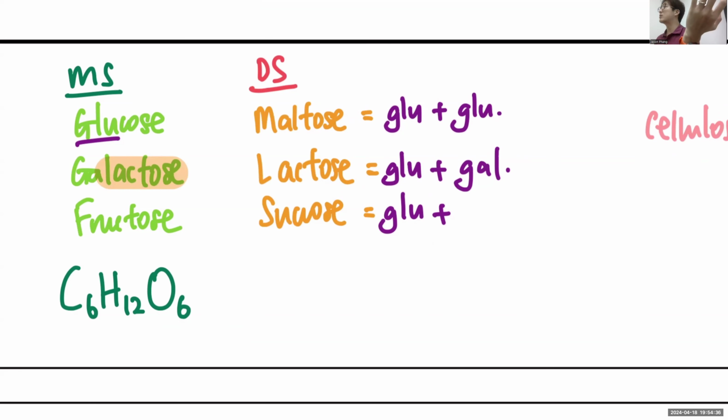And therefore, we are down to our last one already. No other combination left. Okay, that's it, right? So you can either go down this way from maltose simplest, lactose point to galactose, then only left fructose.